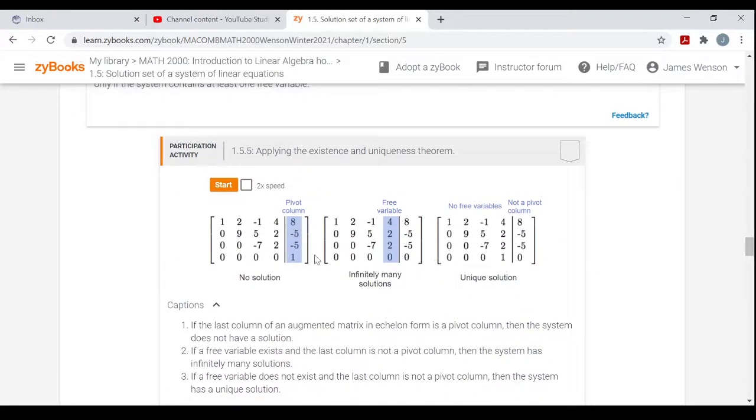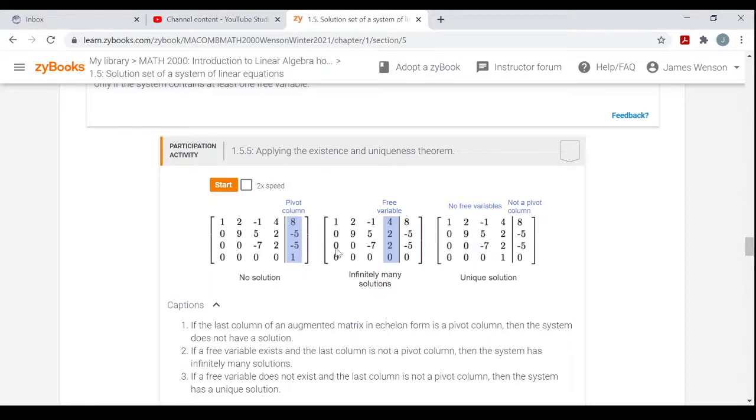All right, so they go over some examples here. All these matrices are in echelon form. If you look at the first one, there's a pivot 1, pivot 9, pivot -7, and then you see how the last column has a pivot. Look at this last row. It's basically telling you that 0 equals 1. So if you have 0 equals 1, 0 equals 2, 0 equals 10, that's not good. That means the system has no solution, right? So if the augmented matrix is in echelon form and the last column is a pivot column, the column after the bar, there's not going to be a solution.